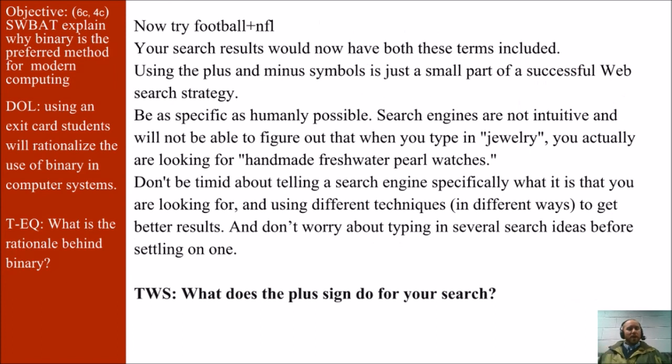So now let's talk about the plus sign. So when you type in something like football plus NFL, your search results would now have both these terms included. So using the plus and minus symbols is just a small part of a successful web search strategy.